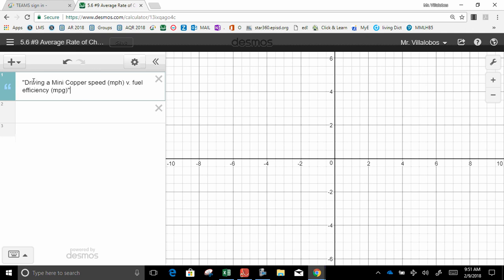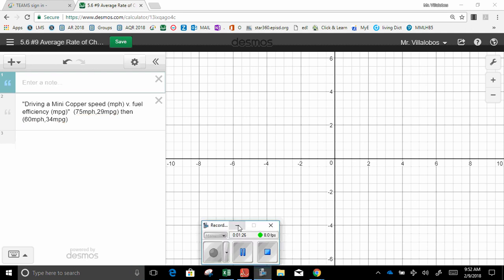Well, what I was going to do is I wrote a note: driving a Mini Cooper, miles per hour versus fuel efficiency. And I'm going to write the ordered pair, right? So, what is the ordered pair? 75 miles per hour, comma, gives you 29 mpg. Then 60 miles per hour gives you 34 mpg. Okay.